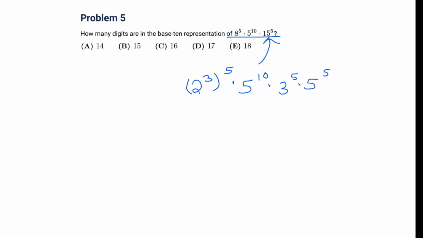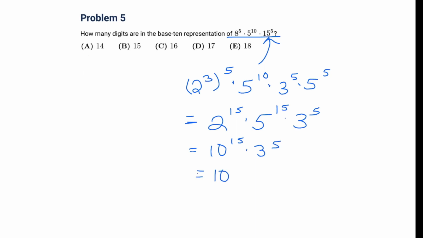And we want to group the 5's together, so we get 2 to the power of 15 times 5 to the power of 15 times 3 to the power of 5. And we want to group the 2 and 5 together because it'll form a 10. And so we get 10 to the power of 15 times 3 to the power of 5, which equals 10 to the power of 15 times 243.